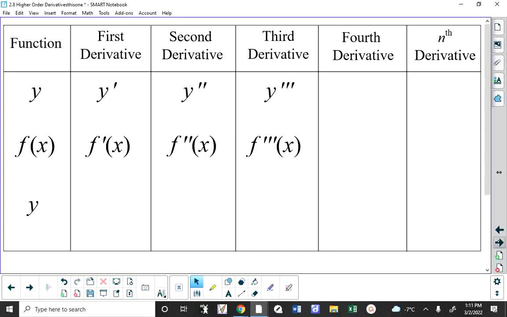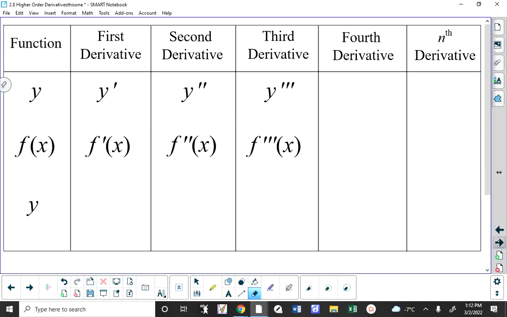The prime notation is really awkward, and for that reason, we don't use any notation for the fourth derivative of a function that is similar to any of these. We don't write y quadruple prime. We just don't use that notation.